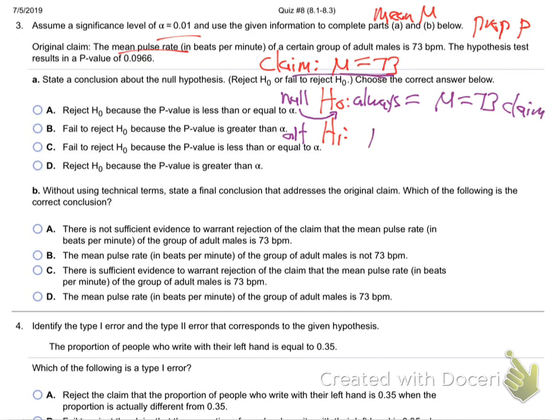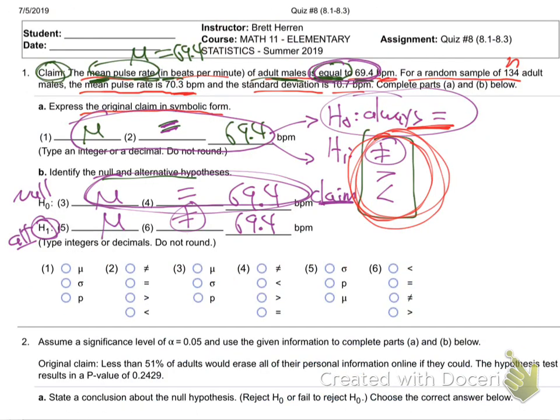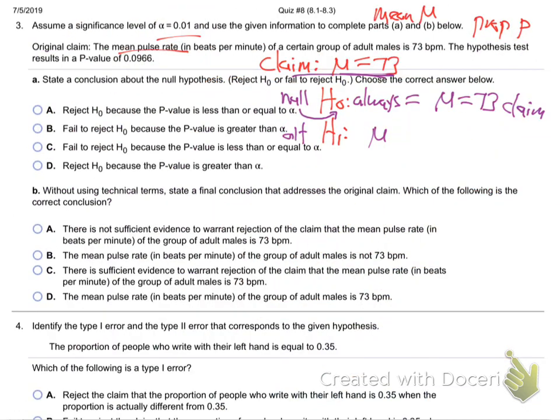Well, then what's the alternative going to be? Remember, the alternative is always one of these three, isn't it? It's always either not equals, greater, or less. Well, how do you know which one? In this problem, they never said greater than or less than anywhere, did they? So then it's just not equals. It's the opposite of the claim. Because here's the claim, equals. So the opposite of that, not equals.